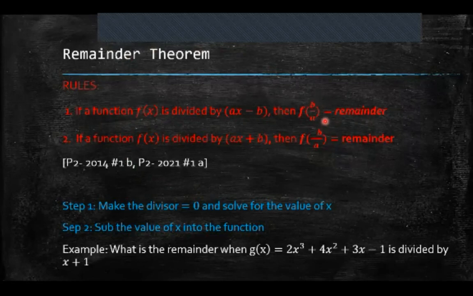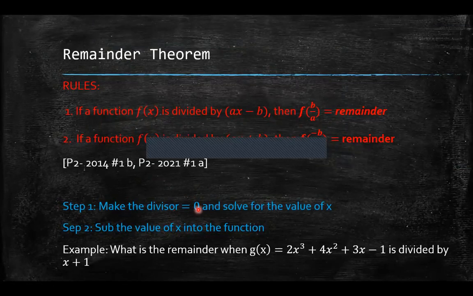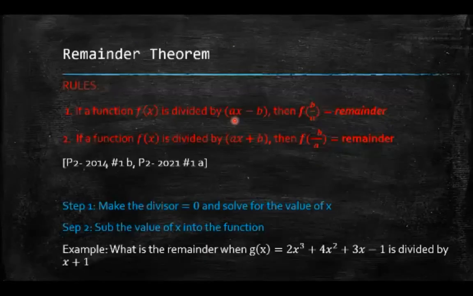Well, when we were doing remainder theorem last class, I told you the first thing you want to do is to make the divisor equal to 0. This right here, this would be your divisor. And the first thing you want to do when doing the remainder theorem is put it equal to 0 to solve the value of x. That's how they went from f of x to f of b on a.